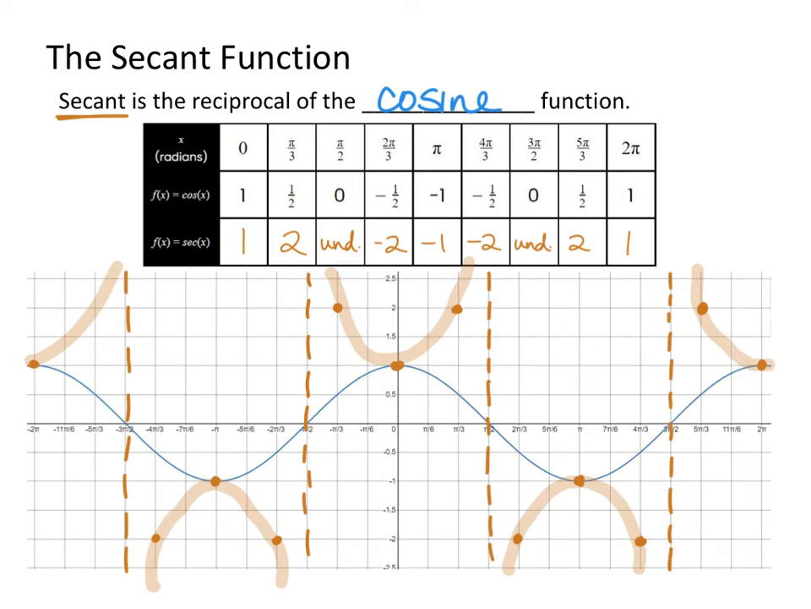We can do the same thing for the secant function. Secant is the reciprocal of the cosine function, so same thing as with sine. Here's the cosine table, and we're just going to take the reciprocal of all of those values, flip over the fraction, and we get our values for secant.